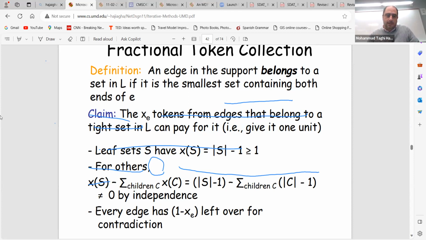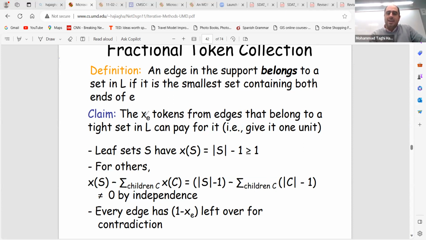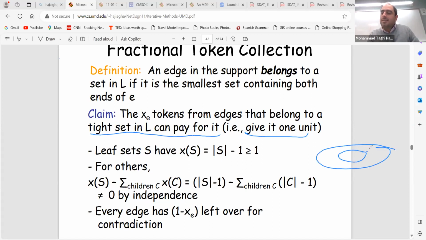Good. So this is the whole argument. The x_e tokens from edges that belong to a tight set L can pay for it. It means that it gives at least one unit to that set. Note that this is the laminar family that we are considering. In this laminar family, a set may get x_e from several edges. I want to show that the sum of these x_e from the different edges is at least 1. It means that each tight set can have at least one token.